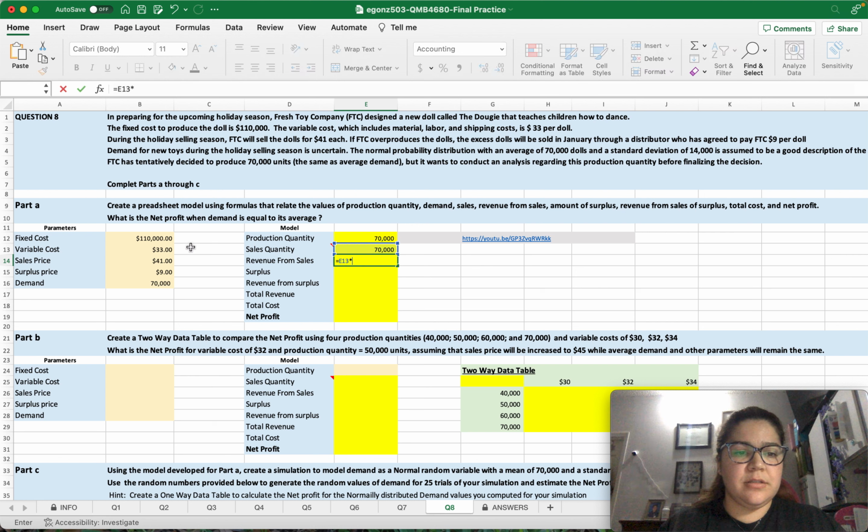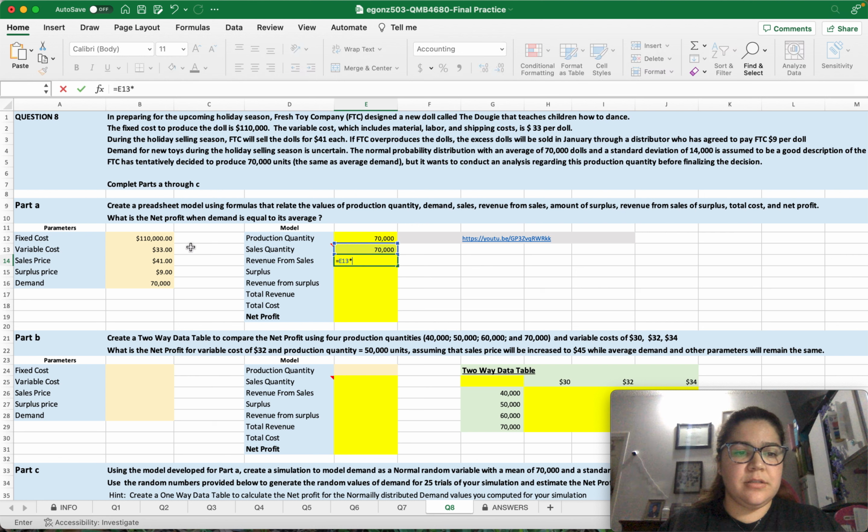Create a two-way data table to compare the net profit using these production quantities and these variable costs. They want to know the profit if I produce 40,000 and my variable cost is 30, how much will my net profit be? Basically that's what it is. So what is going to change here? What is the net profit for a variable cost of 32 and a production quantity of 50,000 units, assuming that the sales price will be increased to 45? So I'll go here: sales price, 45.